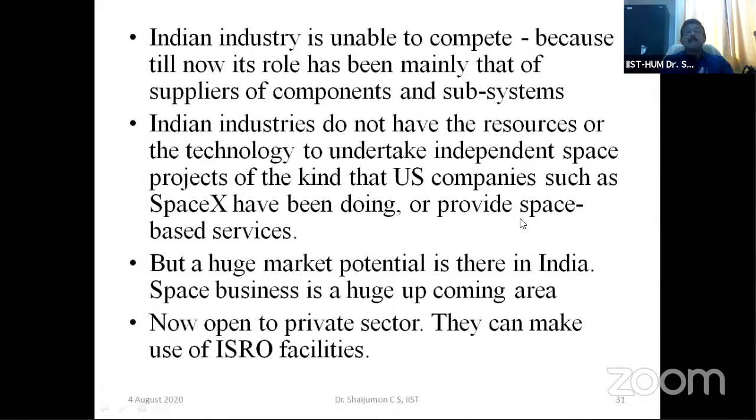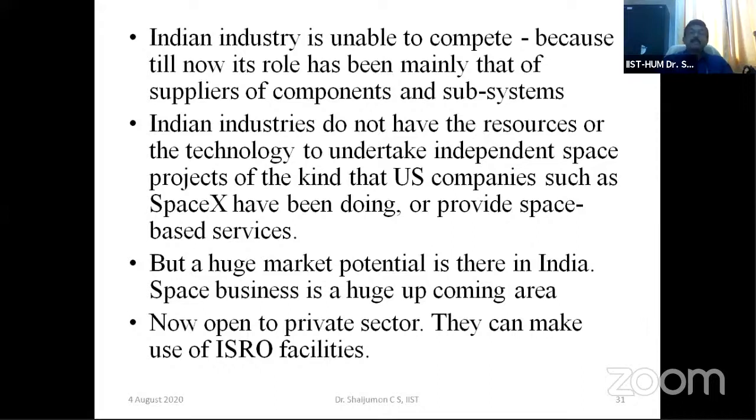Indian industry is unable to compete because till now its role has been mainly that of supplier of components and subsystems. India could not compete in such a huge business because in other countries, like the US or the European Union, largely private parties contribute a lot to the space business and industry. Indian industries do not have the resources or the technology to undertake independent space projects of the kind that US companies such as SpaceX do.